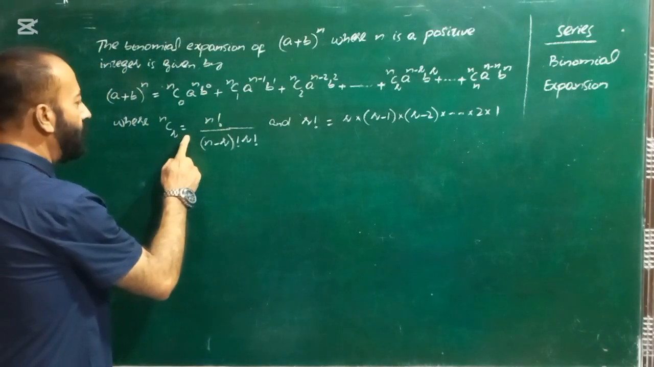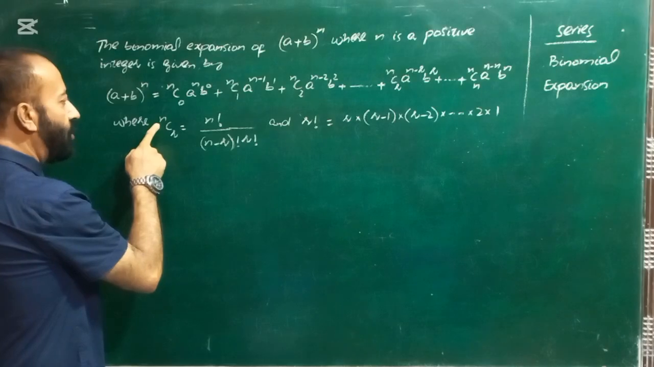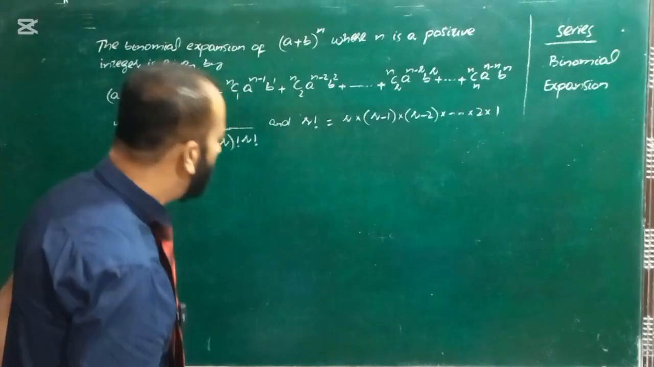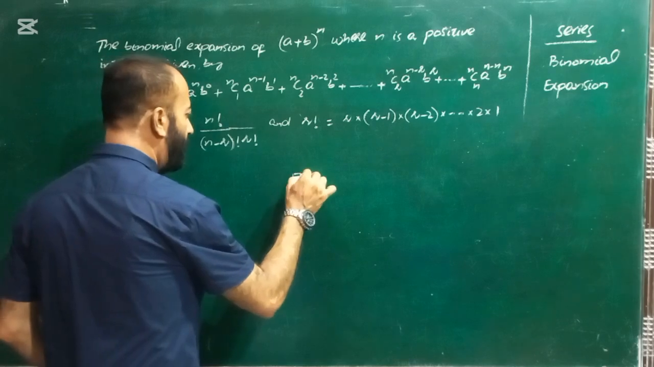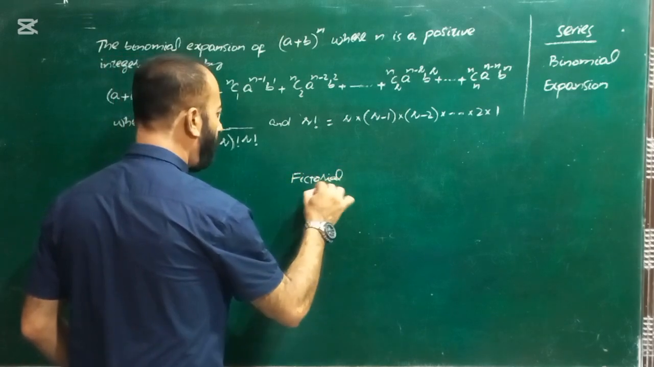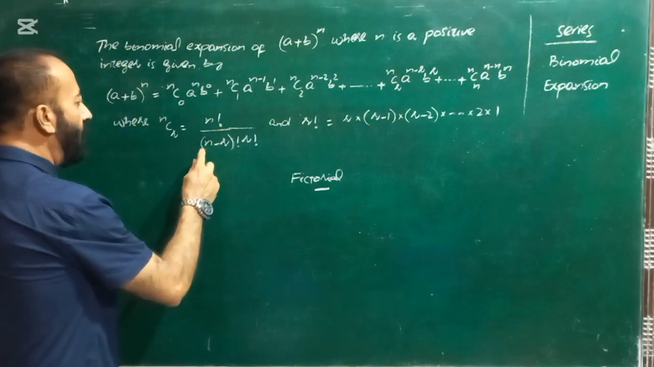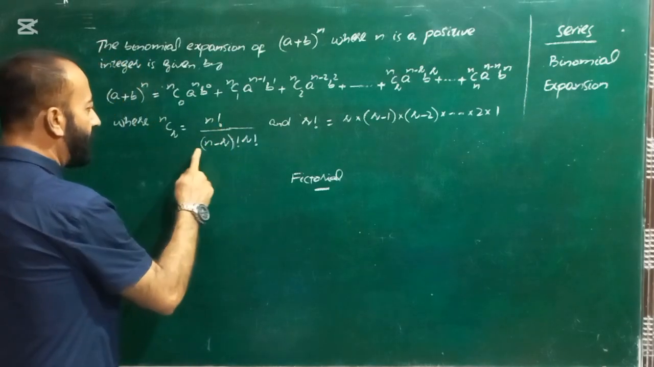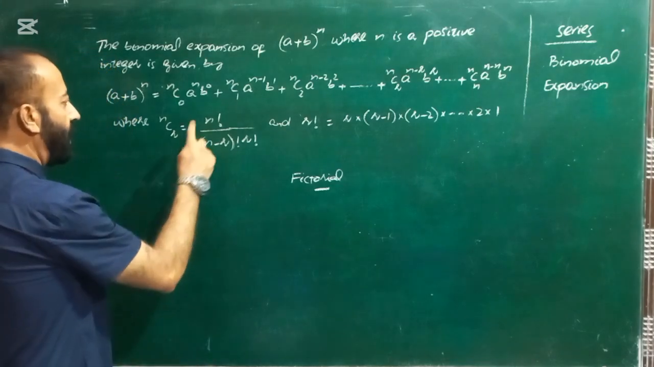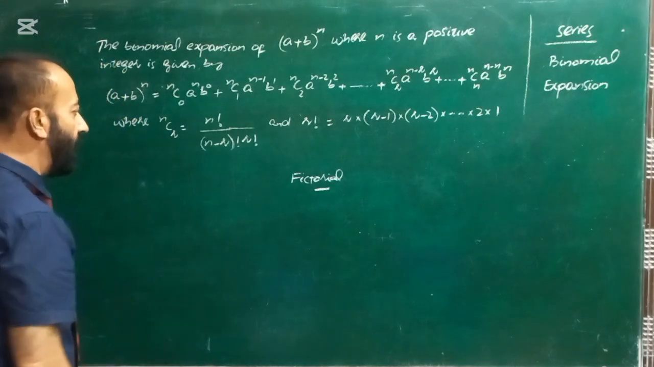Where nCr, so the method to find the nC0, nC1, nC2, the method is nCr is equal to, so whatever is given at the top, we have to take the factorial of that one. So it is the spelling factorial. So n factorial over (n minus r) factorial and then r factorial. So this is the method to find the nCr.